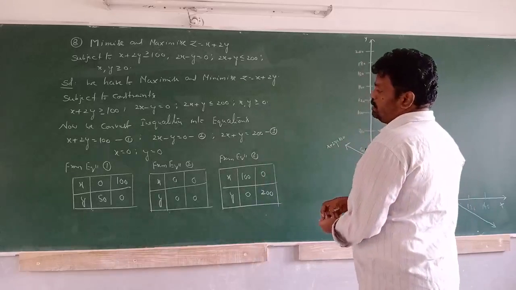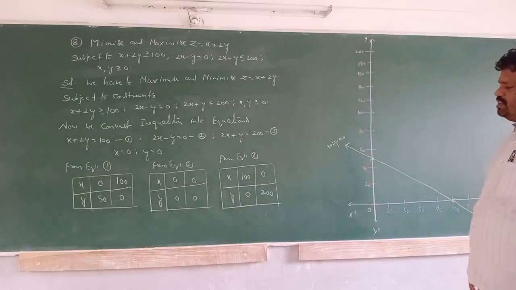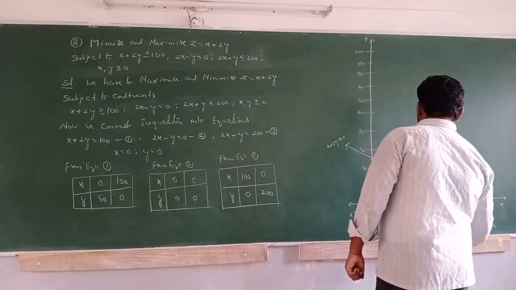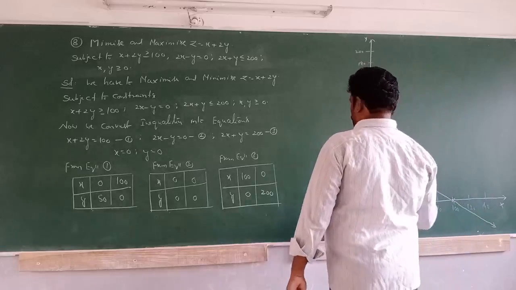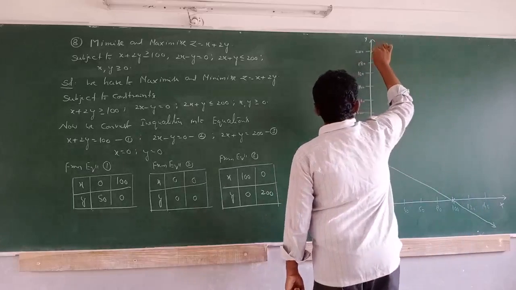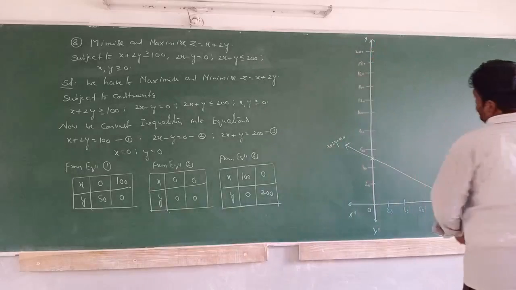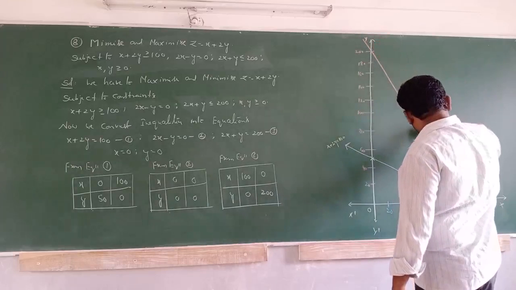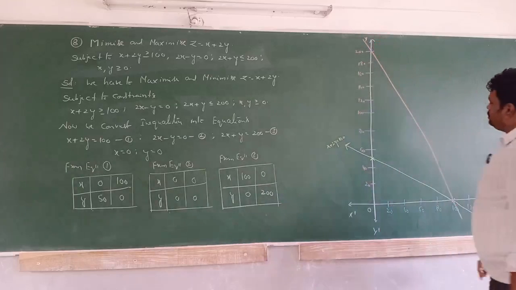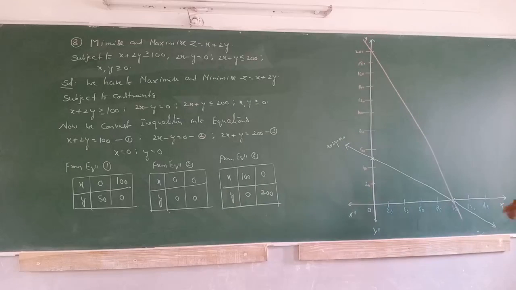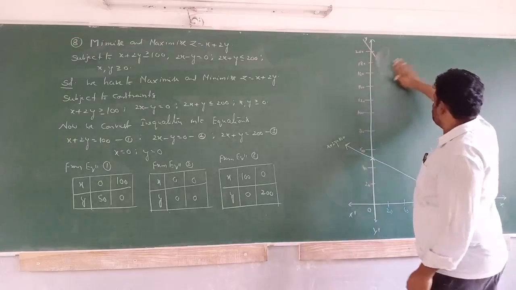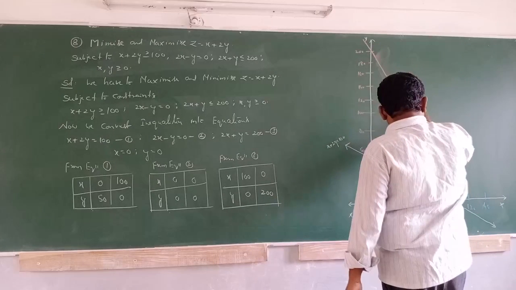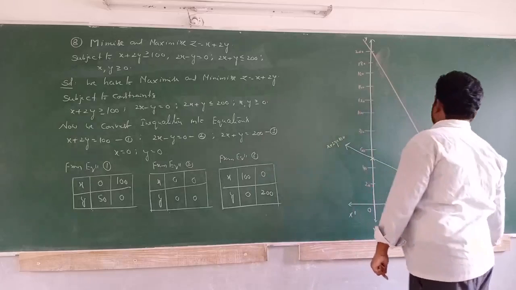So another case, from equation 2. Y is equal to 0 and x is equal to 100. So this is the point. And when x is equal to 0, y is equal to 200. Okay? Now if you want to draw the line, this one passes through this one. Line equation passing through this one. Otherwise, if you want to draw this one, straight line equation passing through this one.